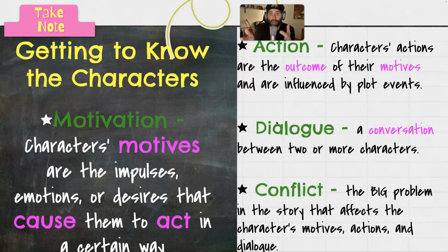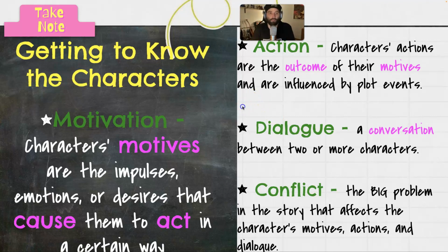Okay, so then he goes into action, and from his action, he creates a conflict, the big problem in the story that affects everything in the story. And through his motivation, all of his dialogue is driven as well because he speaks from that idea. Okay, so just understand this motivation is so vital to characters.